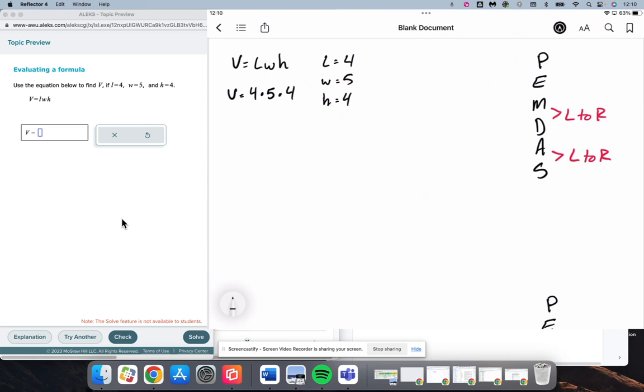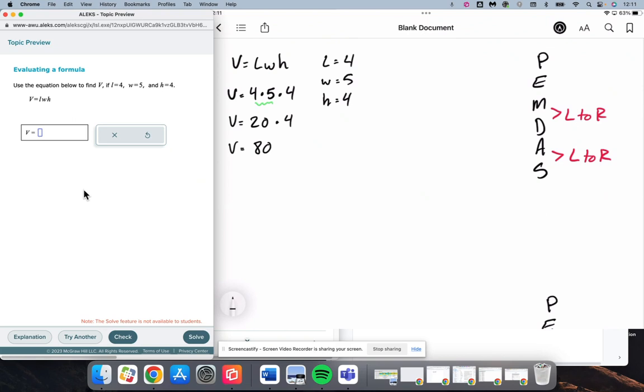So back to order of operations, we have multiplication all the way through this one. So it's pretty much just multiply from left to right. So 4 times 5 is going to give us 20, times 4. 20 times 4 is 80. And so in the instance here, we would have an answer of 80.